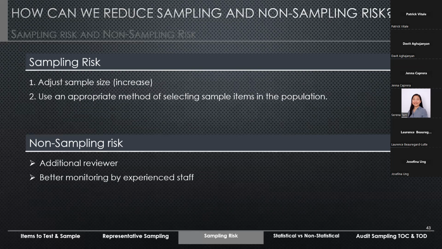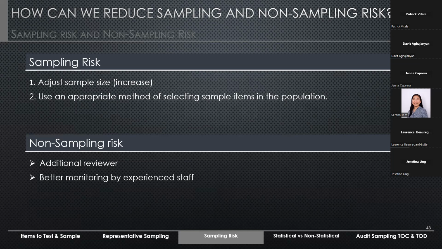Okay, so there are actually ways that you could reduce sampling risk and non-sampling risk. For sampling risk, you adjust the sample size, you increase the sample size, to get more variability. And then you would use an appropriate method of selecting sample items in the population, right? We have a lot of sampling methods. And then you have non-sampling risk.